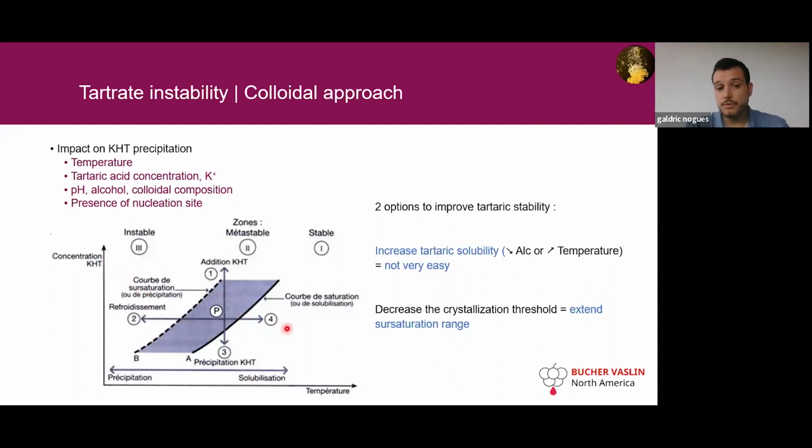So there are two options to stay in this zone. The first one would be to increase tartaric solubility by reducing the alcohol or keeping the wine at a high temperature, which in the long-term vision is not very easy and not very handy. And the other option would be to decrease the crystallization threshold. So that means pushing this line to the left, and this dotted line even further to the left as well. So you increase this area of tartaric stability. And you can do this with different treatments or different approaches in the wine.